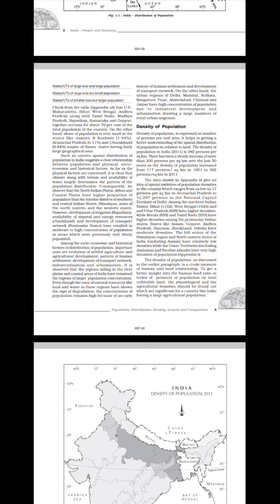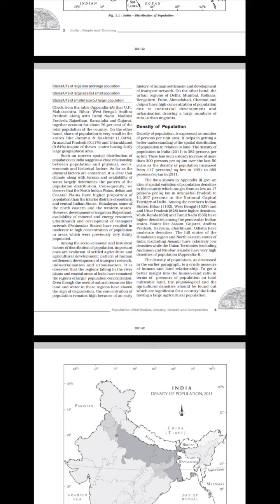However, development of irrigation (Rajasthan), availability of mineral and energy resources (Jharkhand), and development of transport network (peninsular states) have resulted in moderate to high concentration of population in areas which were previously very thinly populated. Among the socio-economic and historical factors of distribution of population, important ones are evolution of settled agriculture and agricultural development, pattern of human settlement, development of transport network, industrialization and urbanization.